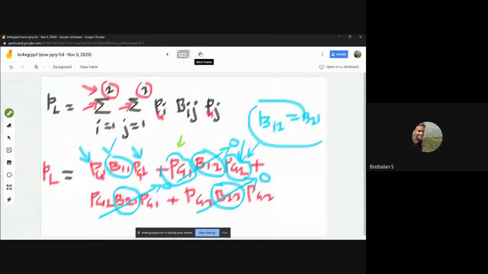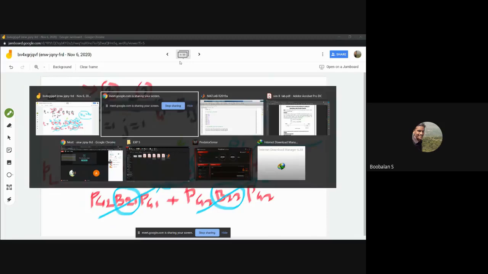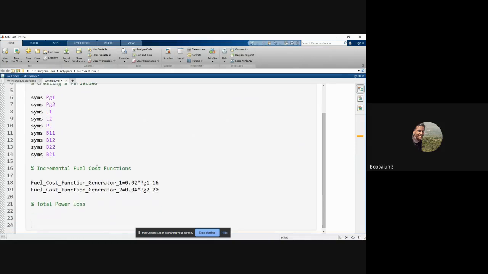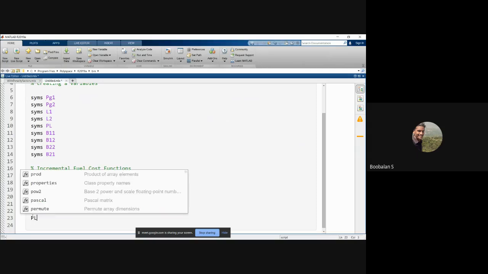Transmission power loss, total line transmission loss. We need to type this entire equation now. Total power loss. So PL, right? PL we have already created, so no issue. And we are just going to calculate PL.